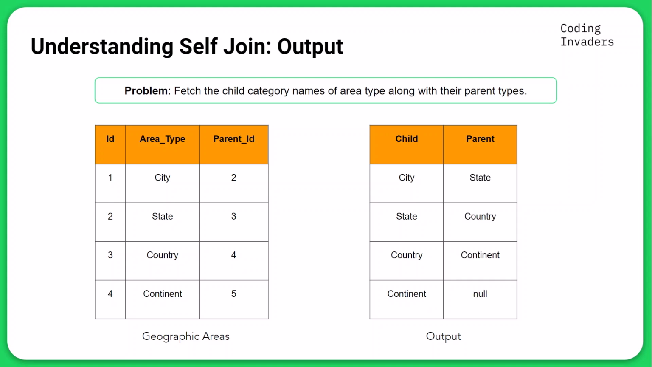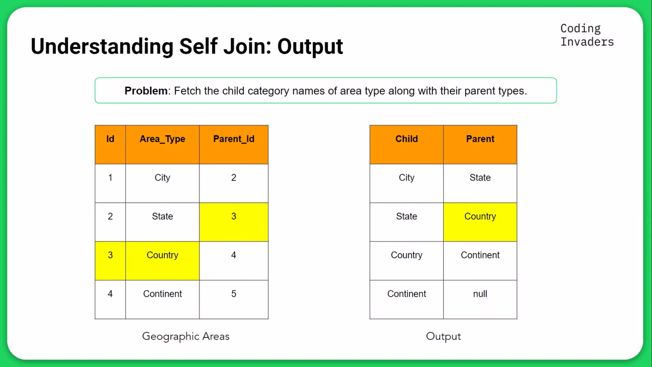Alright, I hope you got it right. This is quite straightforward. We see that city has a parent ID of 2, and the area type with ID 2 is state, right? Hence, state is the output in the parent column. So what we are doing is that the child area, which is city over here, has a parent ID 2. And now, where is the parent ID's actual ID? That is over here. That means state is the parent for city.